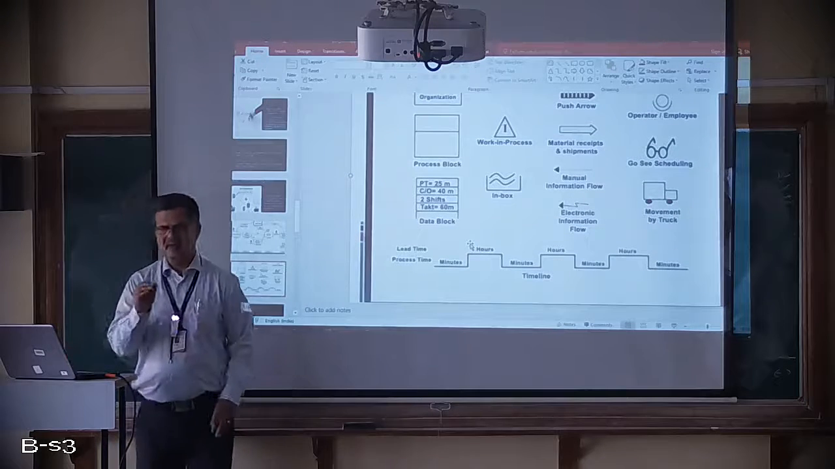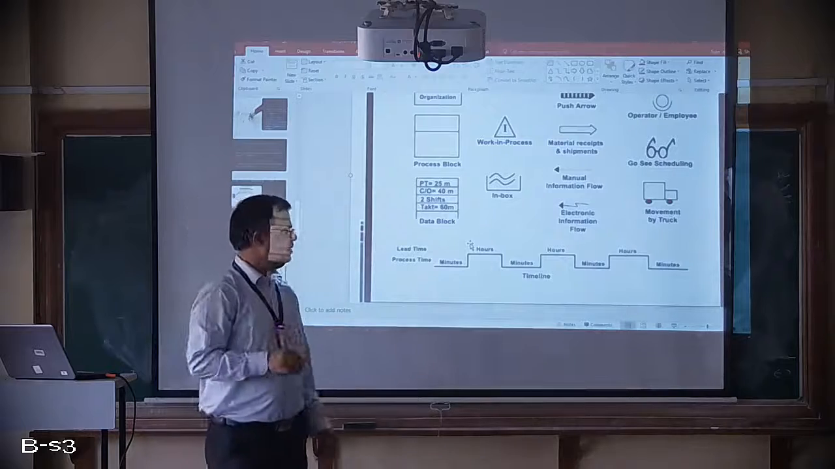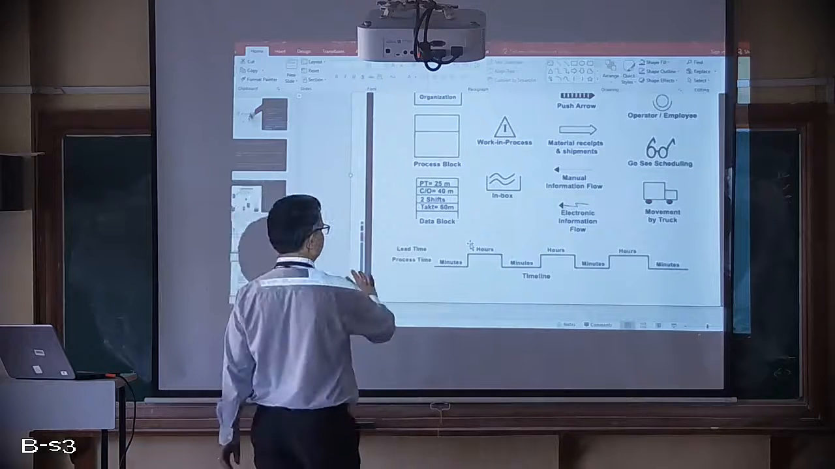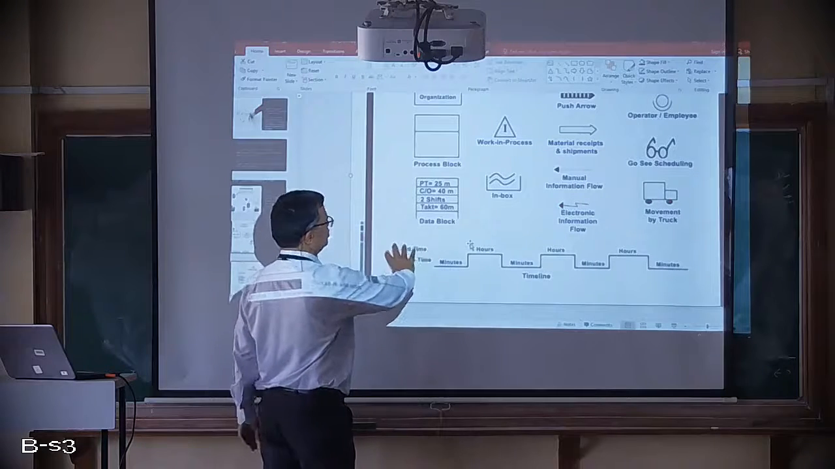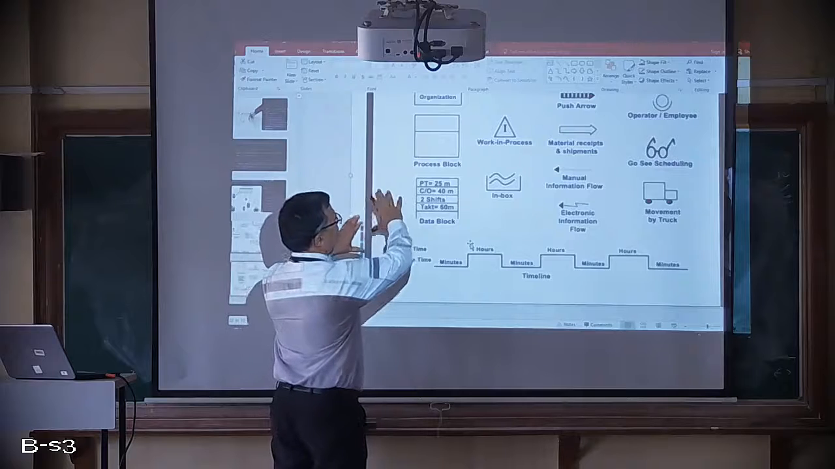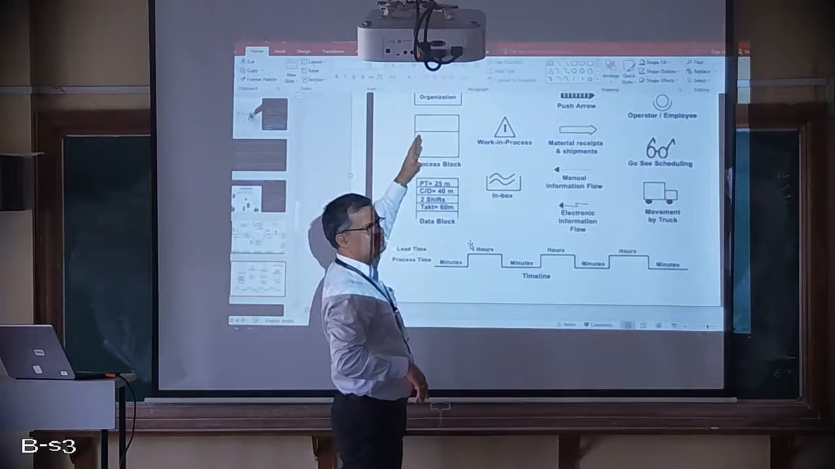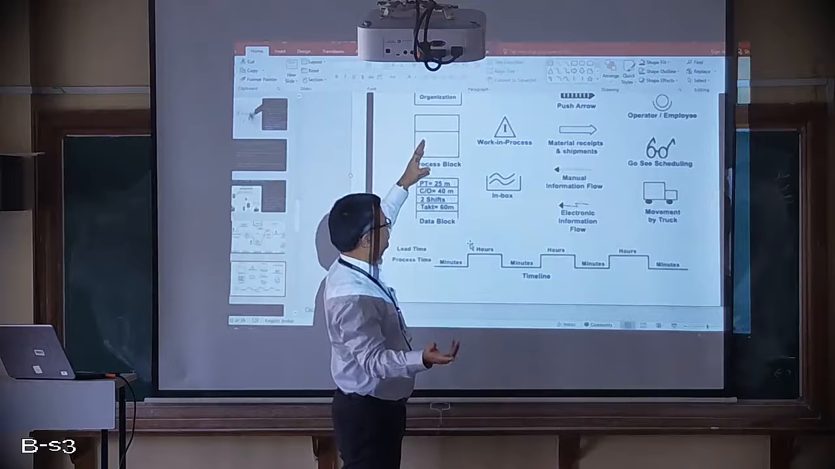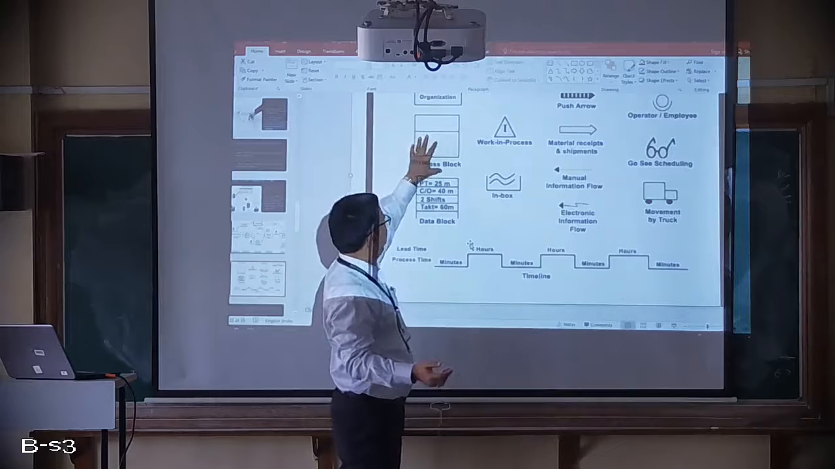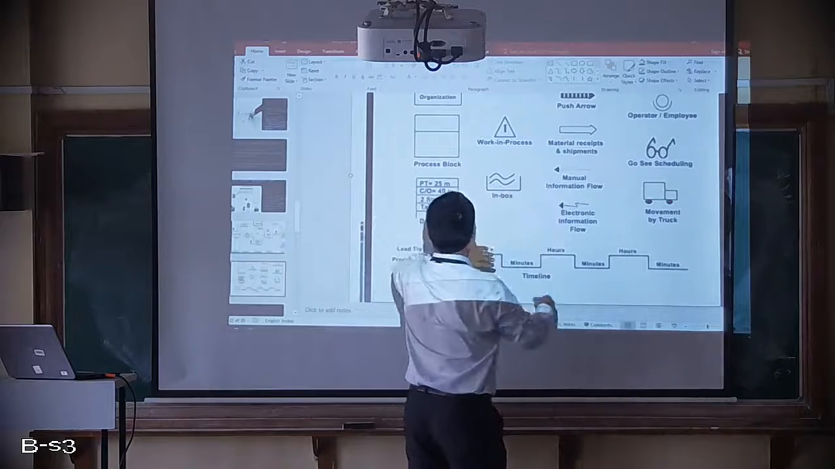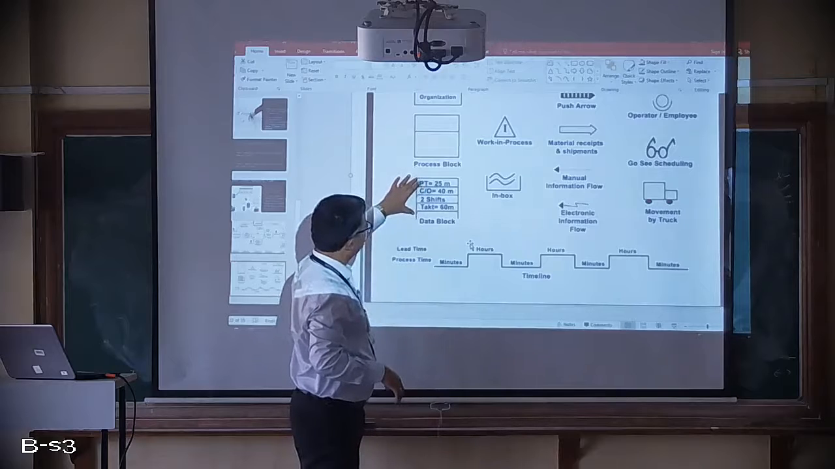So one more important thing to remember here: we are going to show everything in a systematic manner like this. We have the external organization, raw materials coming in, maybe loaded by truck, and then undergoing so much processing at various places. So we are going to show all these things.